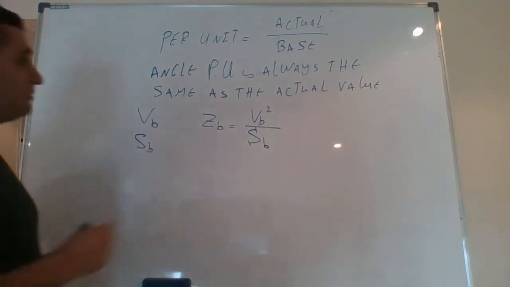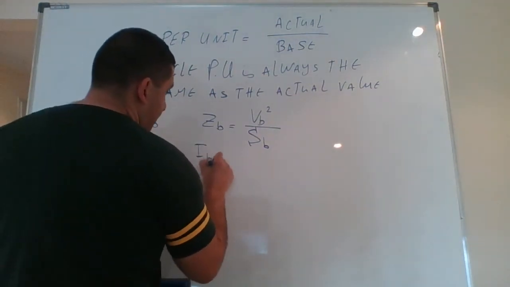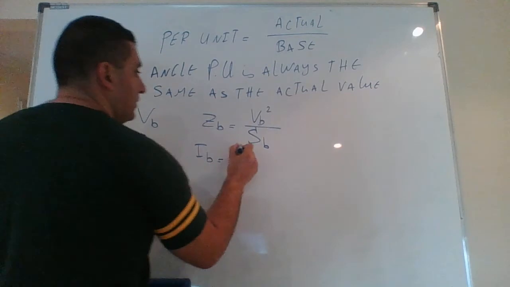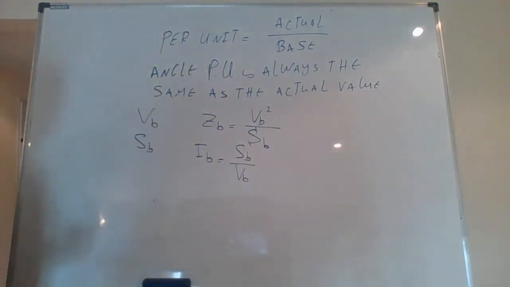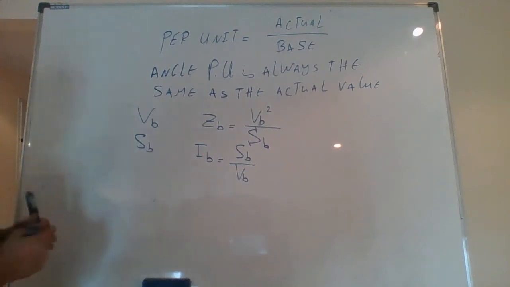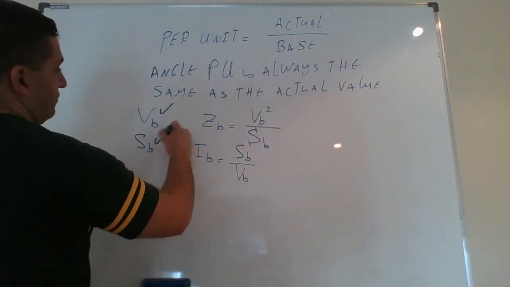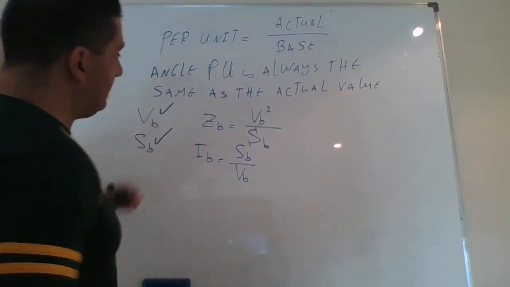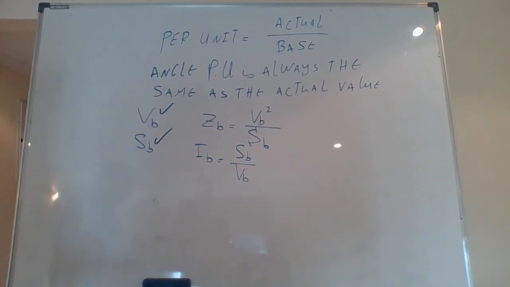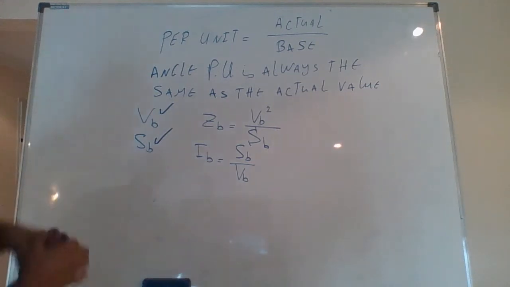And I base is equal to S base divided by V base. So as soon as I define these two values, I can derive Z base and I base.